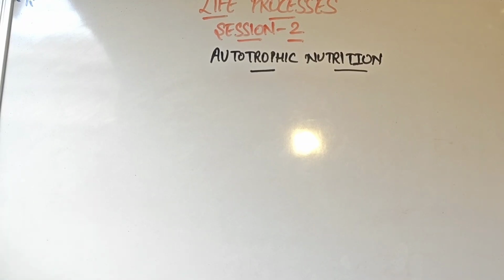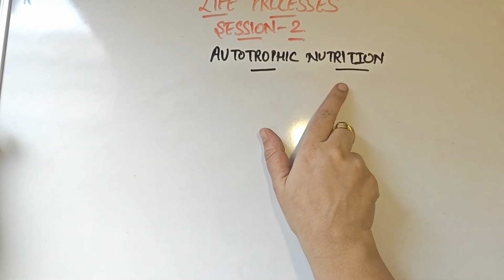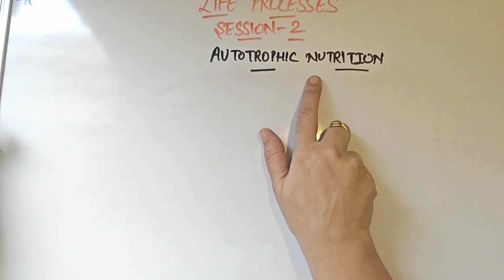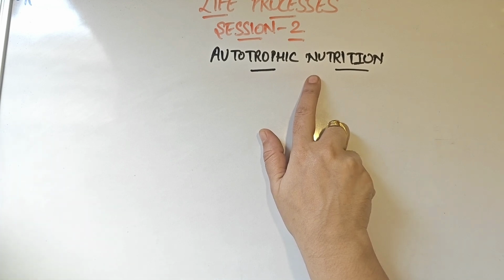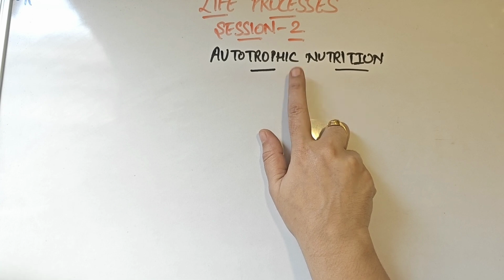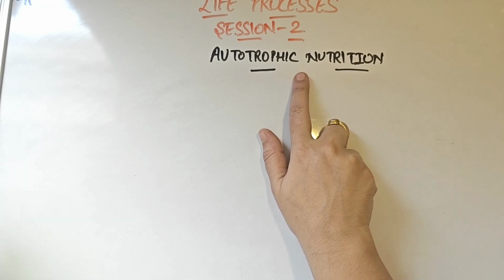So this is the second session on the chapter life process today, and today we are going to cover in detail the topic of autotrophic mode of nutrition. So already I have uploaded a video on the introductory session of what is autotrophic and what is heterotrophic mode of nutrition. So today we are going to talk about this concept in detail.